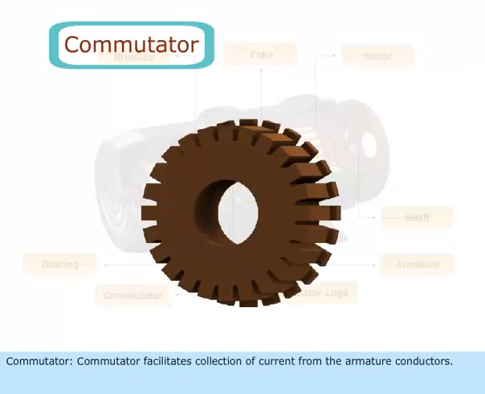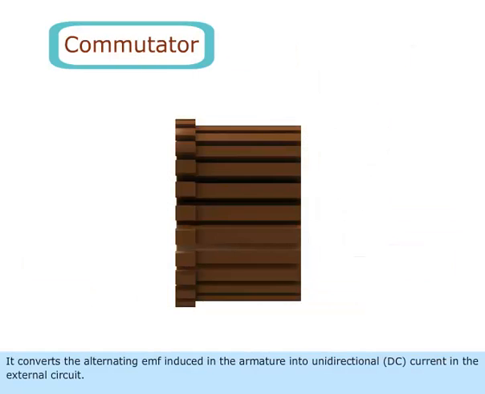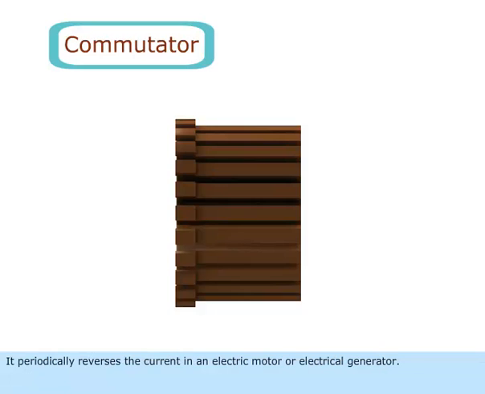Commutator. Commutator facilitates collection of current from the armature conductors. It converts the alternating EMF induced in the armature into unidirectional DC current in the external circuit. It periodically reverses the current in an electric motor or electrical generator.